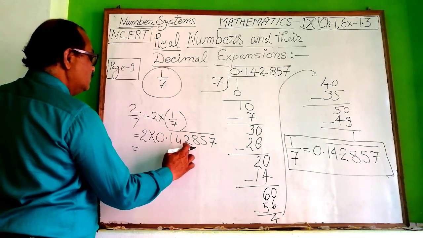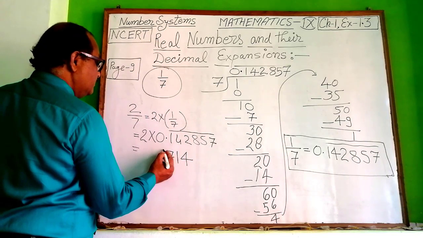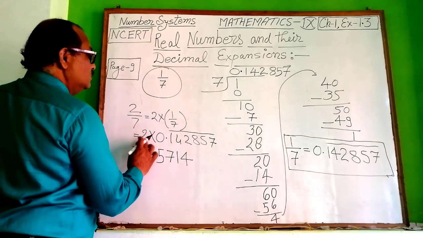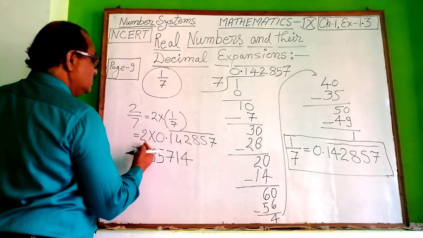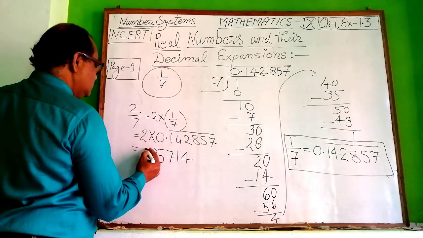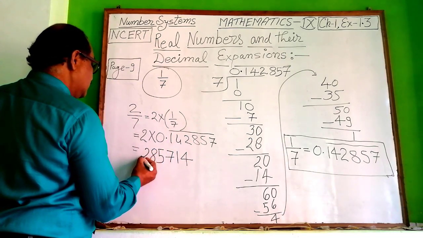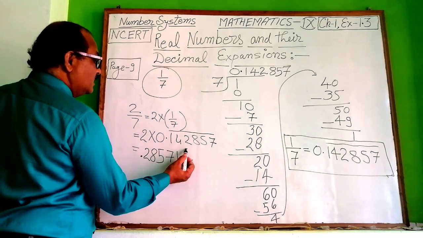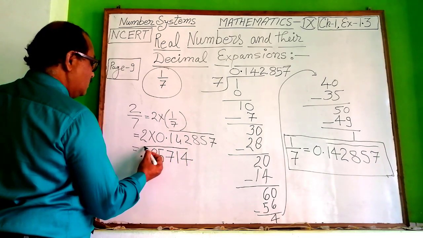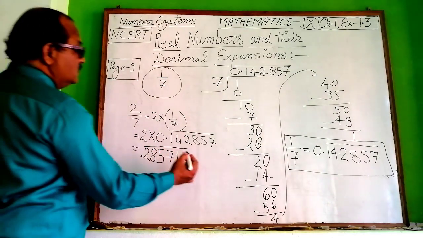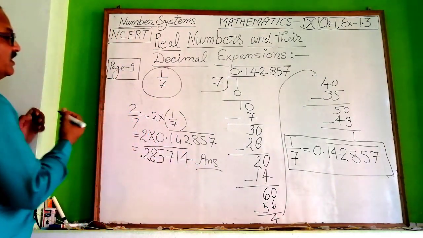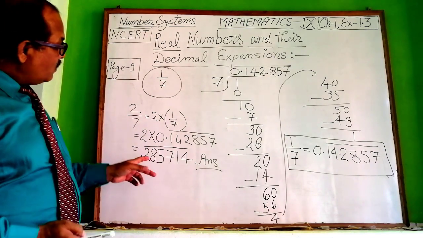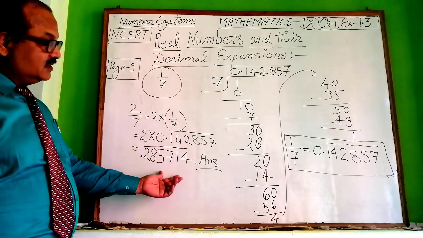Here 2 2 the 4, 1 5, 2 4 the 8, 2 1 the 2, and again decimal. Do not forget to make this bar on it. So this is the value of 2 upon 7. So you can do like this.